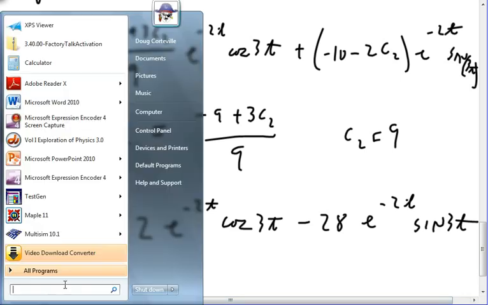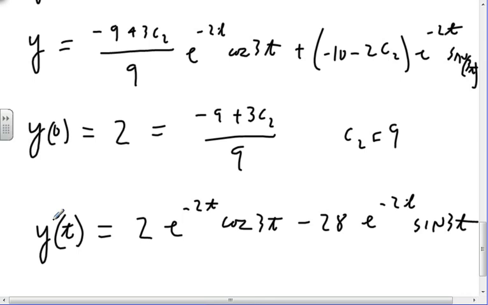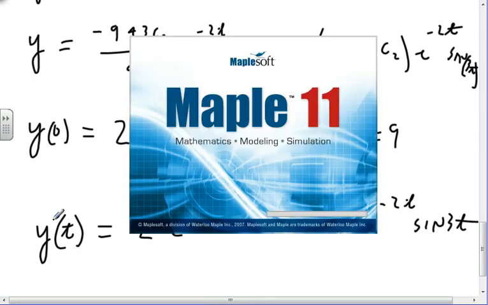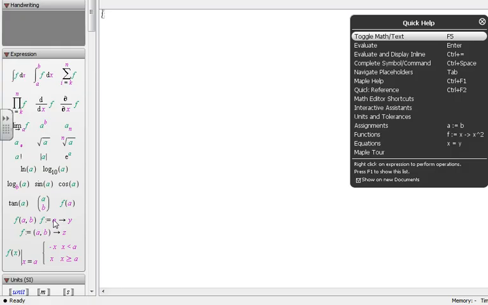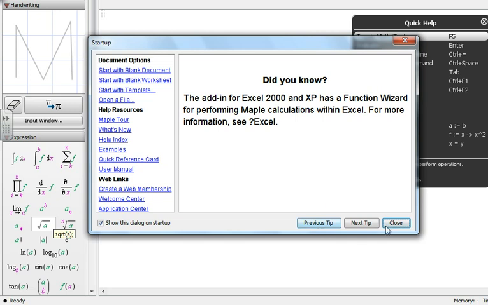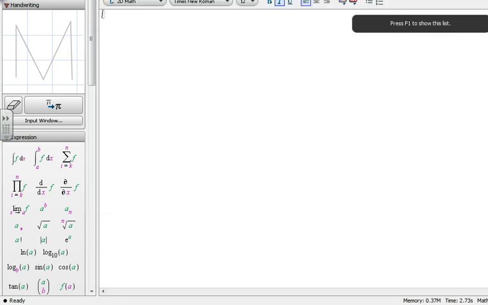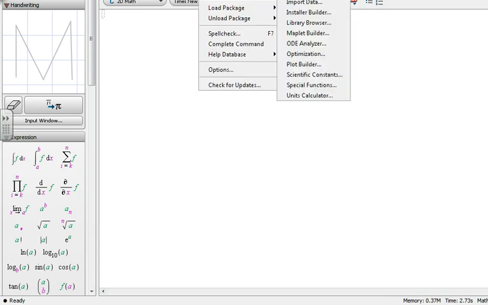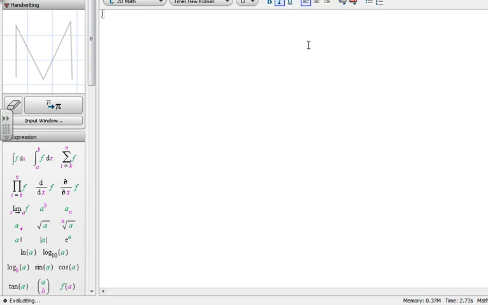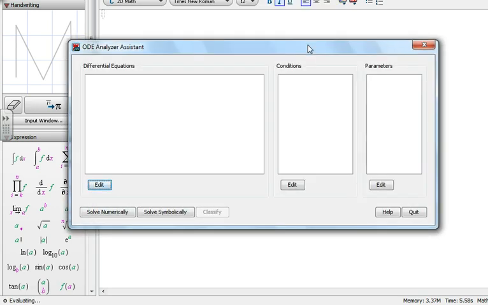Mm-hmm. We haven't checked it with Maple yet. So we'll do a check with Maple on this one. What do you think? Think Maple can handle this? Hope so. Oh, I hope so too. Almost as much as I hope they come up with my answer. Yeah. Never can tell though. Alright, so tools, assistance, ordinary differential equation solver. Edit.